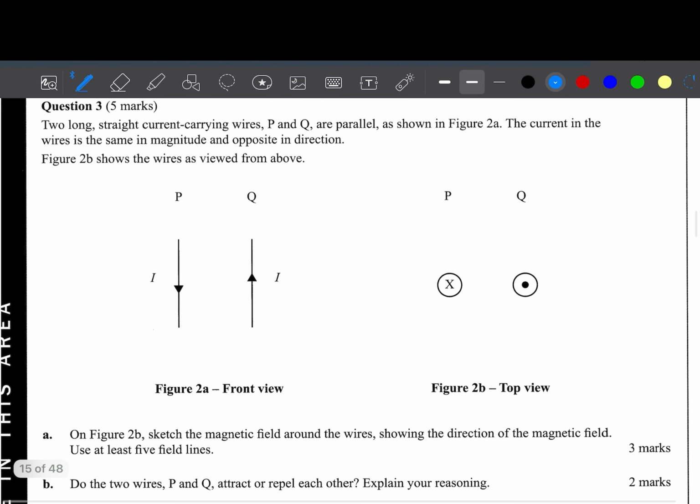Okay, moving on. Two long straight current carrying wires P and Q are parallel as shown in figure 2a. The current in the wires is the same in magnitude and opposite in direction. So on figure 2b, sketch the magnetic field around the wire showing the direction of the magnetic field. Use at least 5 lines. Right. So if I were to use my right hand, my thumb pointing into the page and fingers curl, our magnetic field for this will be like so.